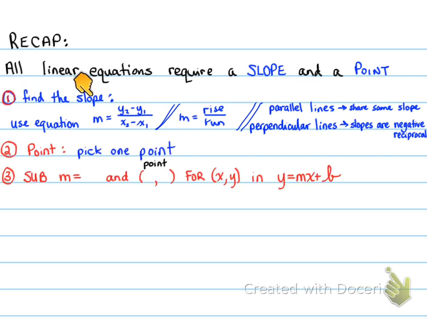So step 1 is to find the slope, and we can do it multiple different ways depending on the information we're given. Next, we're to find a point. You have to pick one of the points that you're given if you're given more than one. You pick one point and use the slope. We sub the slope in for m, so that will be sub m equals the slope, and the point for x and y into the equation y equals mx plus b. Once we do that, we can find the equation. So it's really important to follow these steps in order to find a linear equation. Every linear equation requires a slope and a point.